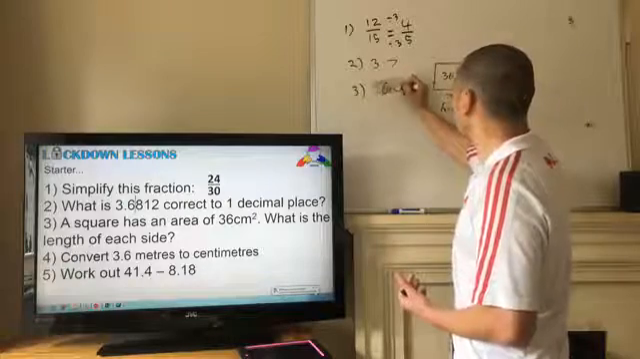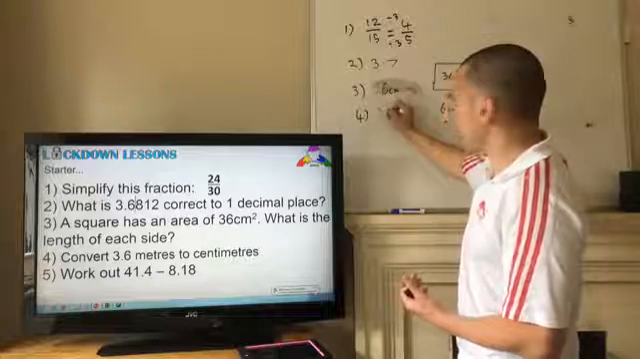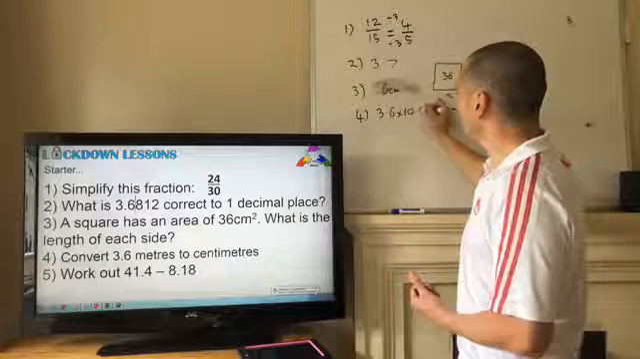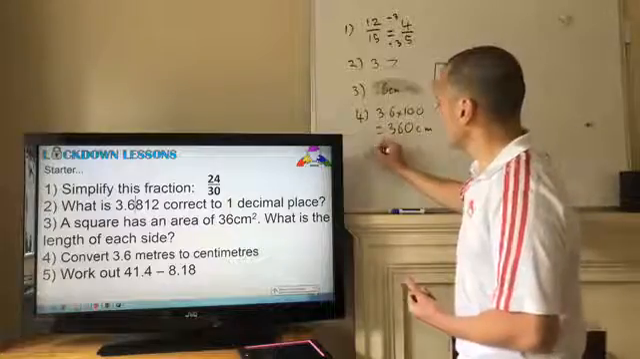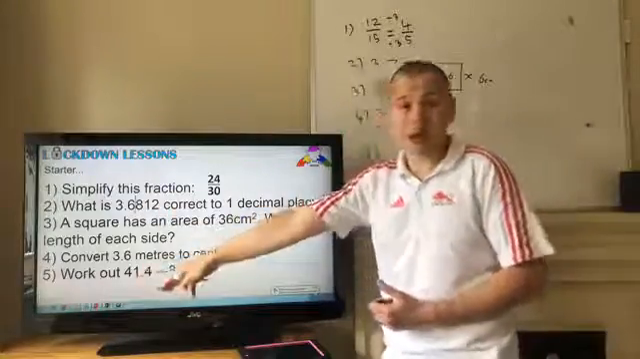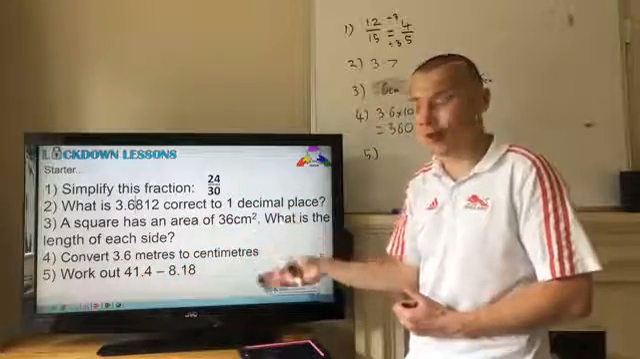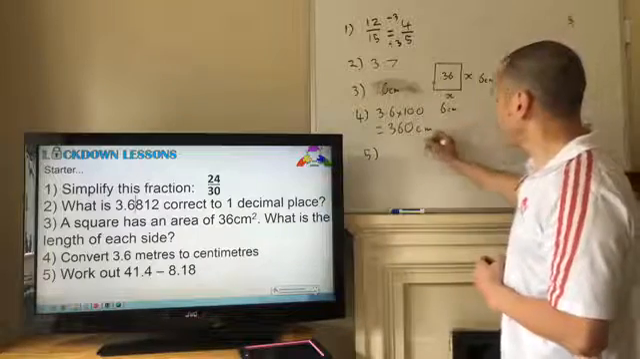So that's 6 centimetres. 4, you're going to be doing 3.6 times 100, which gives you 360 centimetres. And finally, question 5, subtractions. You know how to do them, but people get careless when they're doing these. Use a column method.